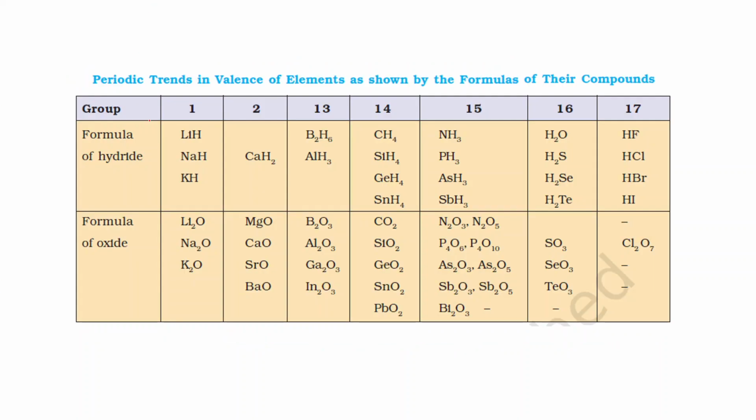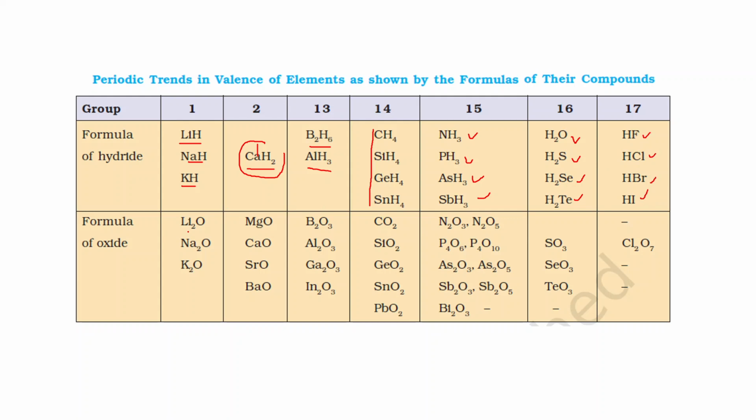Now again, you can see the formulas of hydrides and oxides. This is LiH, NaH, KH. This is CaH2, because the valency of second group elements is 2. That's why the formula of hydrides of these elements is CaH2. For group 13, B2H6, AlH3; for group 14, CH4, SiH4, GeH4, SnH4; group 15, NH3, PH3, AsH3, SbH3; group 16, H2O, H2S, H2Se, H2Te; and group 17, HF, HCl, HBr, HI.